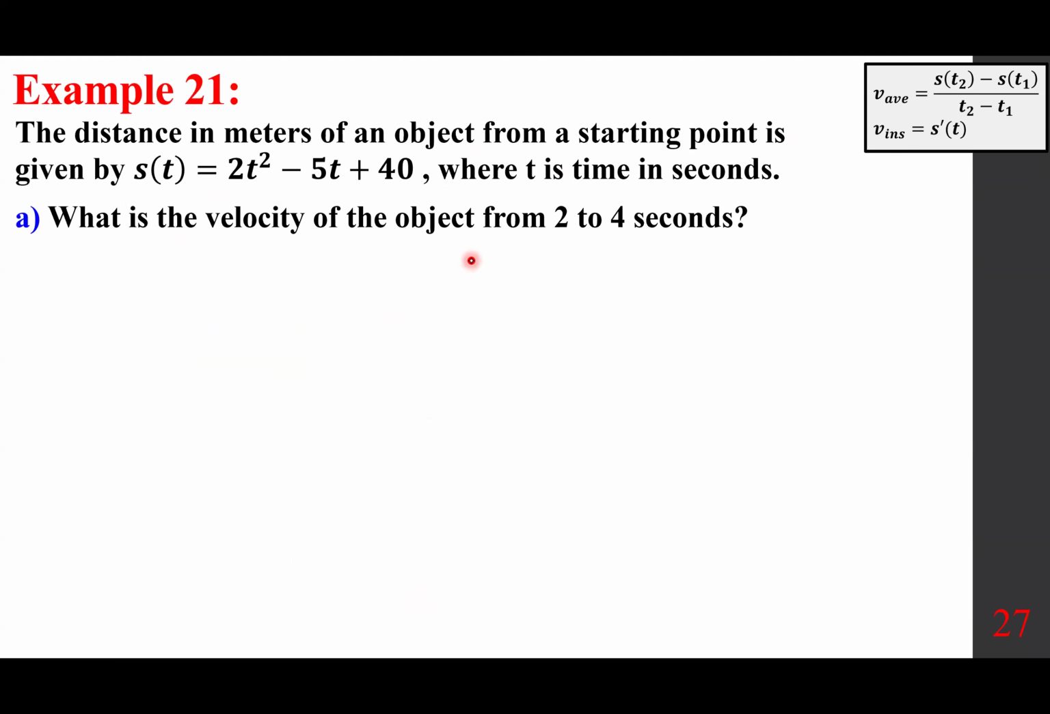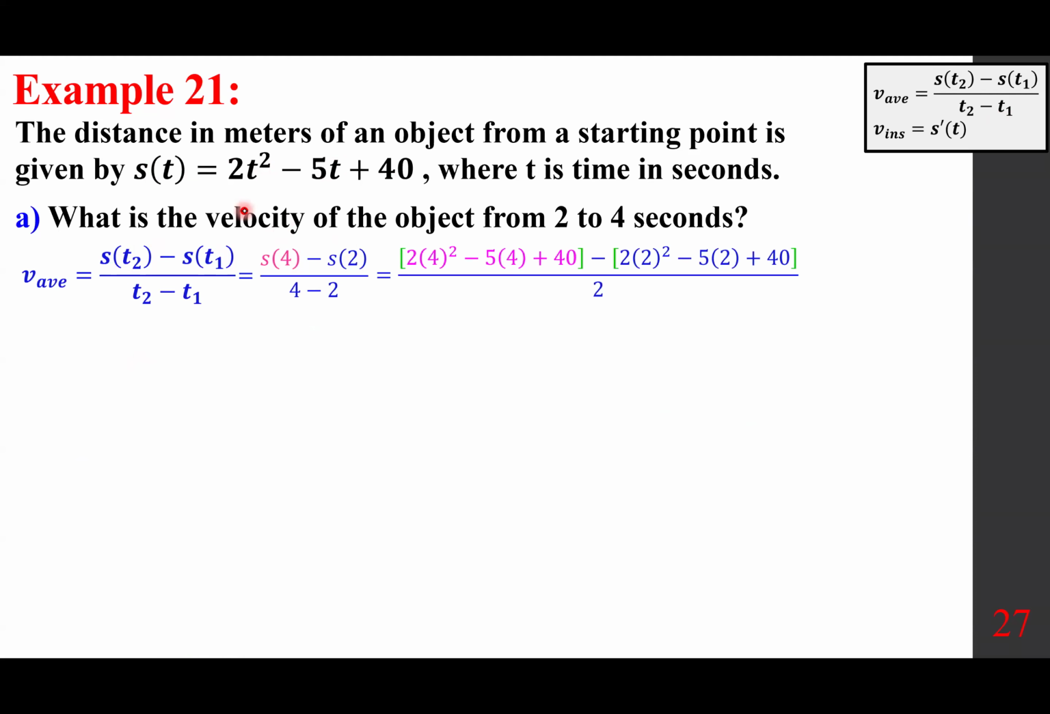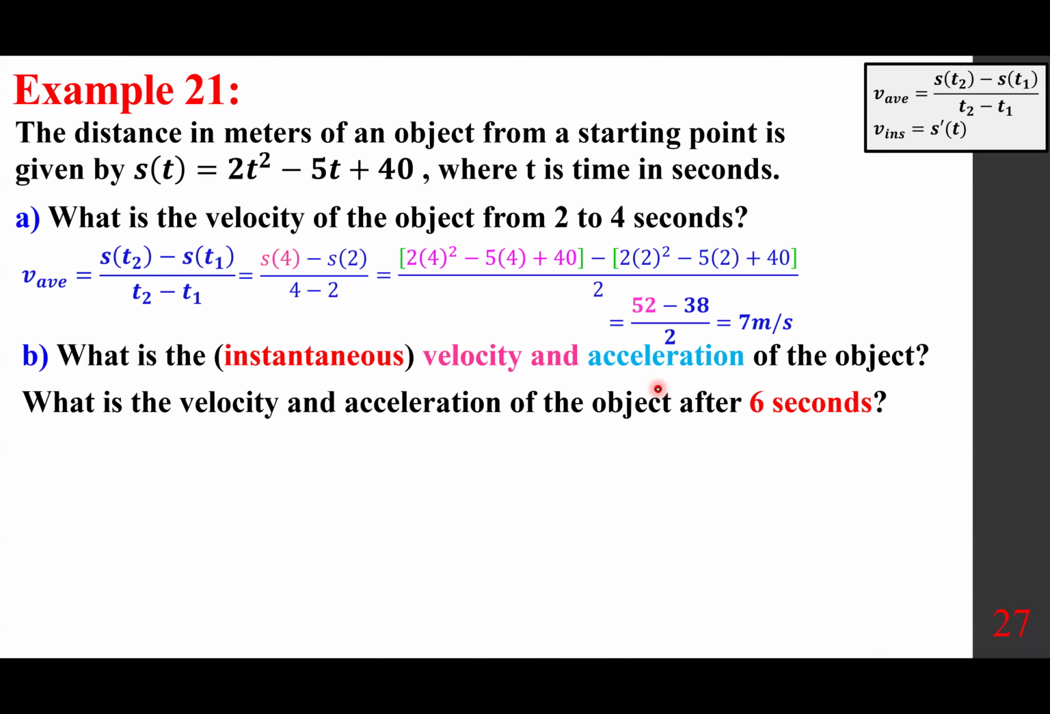This is the average velocity, total distance over total time, or S of t sub 2, which is S of 4, minus S of t sub 1, which is S of 2, over 4 minus 2. So into this, we replace the t with 4, minus we replace it with 2. And simplification will result in 52 minus 38 over 2, or 7 meters per second. We're done, elementary algebra.